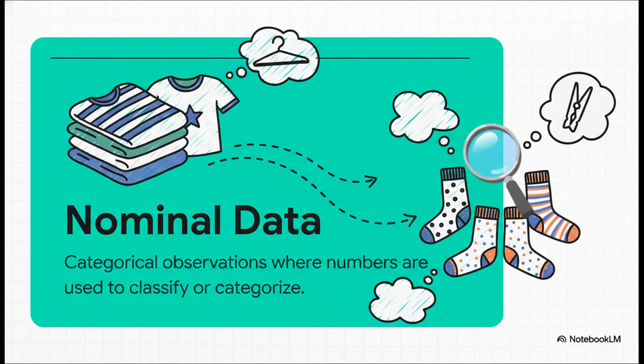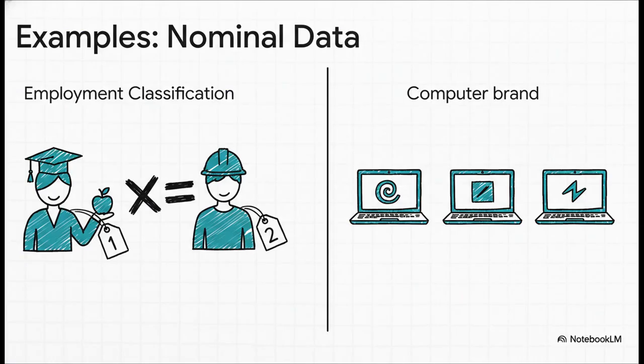The easiest way to think about this one, nominal, sounds like name. This data is all about sorting things into categories or groups by name. The numbers here don't have any real mathematical value. They're just labels. It's like saying t-shirts are category 1 and socks are category 2. You can't add a sock to a t-shirt, right? They're just different things. Here's a perfect example. We could assign the number 1 to an educator and 2 to a construction worker. That doesn't mean a construction worker is worth more than an educator. Of course not. The numbers are just simple labels to keep the categories separate. Same thing with computer brands: Mac, HP, Acer.